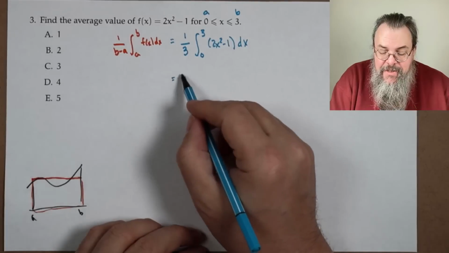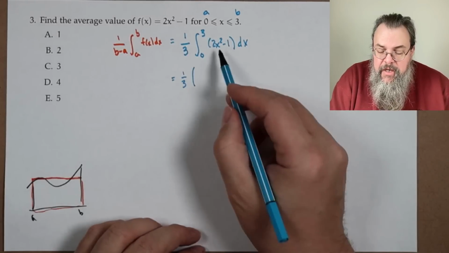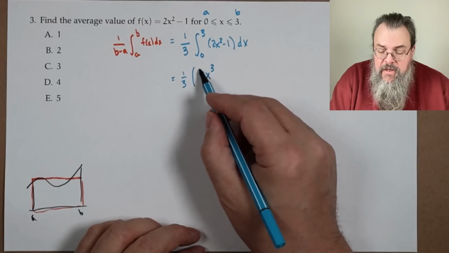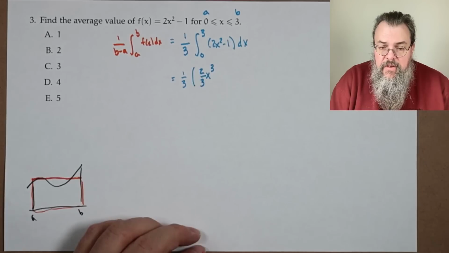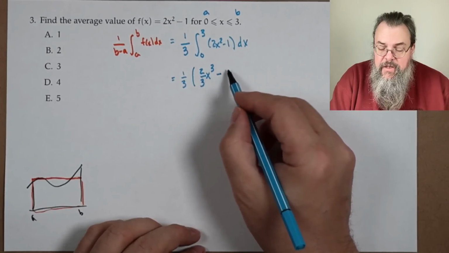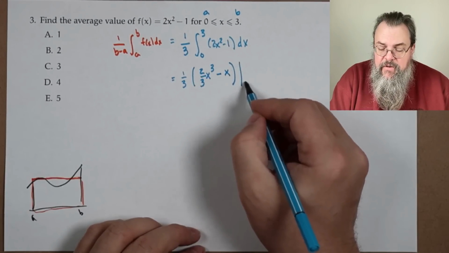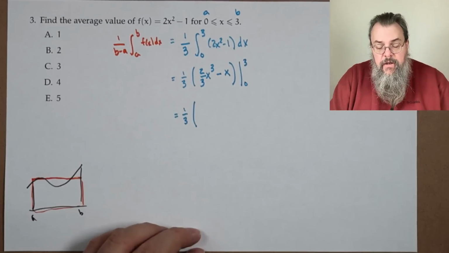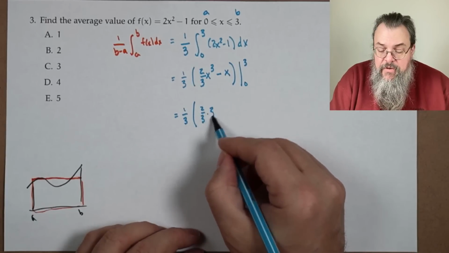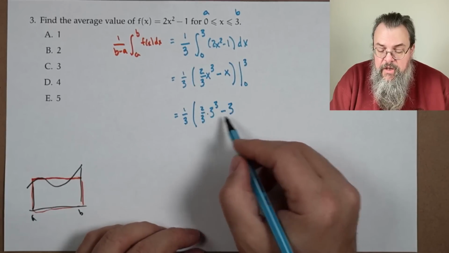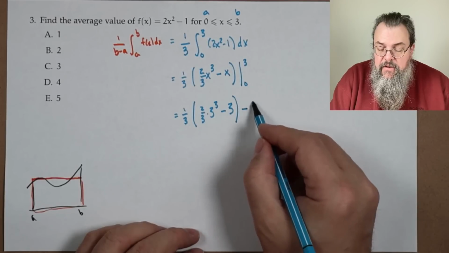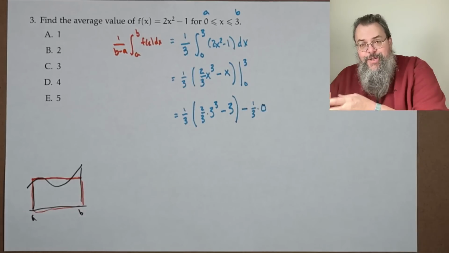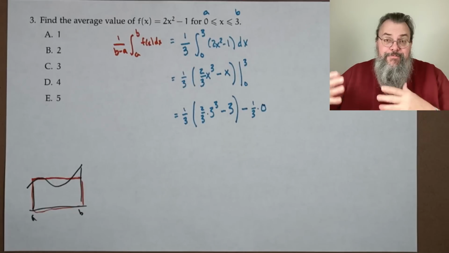So let's do it. So that's 1 over 3. And we can integrate. The integral of 2x squared, well, we're going to add 1 to the power, so that's x cubed. We're going to divide by 3, so that makes 2/3 x cubed. And then we're going to subtract. The integral of 1 is x. Evaluate from 0 to 3. Well, when you plug in 3, what do you get? You're going to get 2/3 times 3 cubed, subtract 3. And now, when you plug in 0, you're going to get 0. Oftentimes, we don't even bother to write this down because we know it's going to be 0.